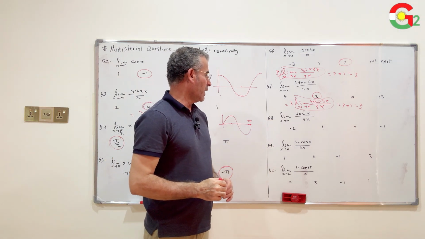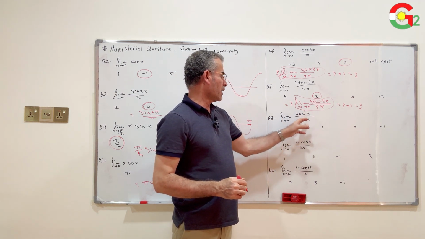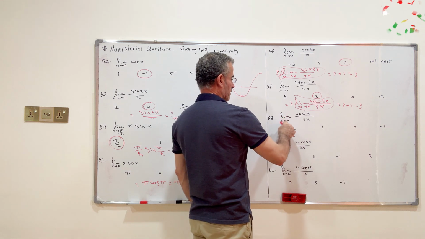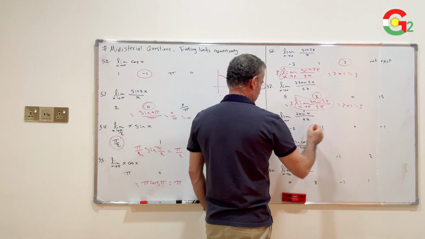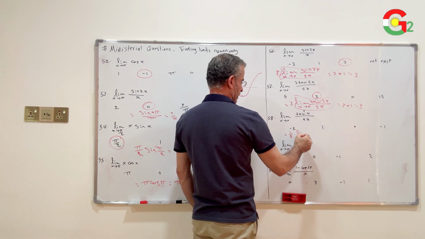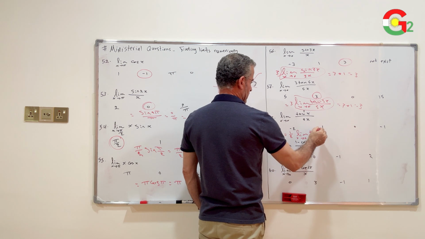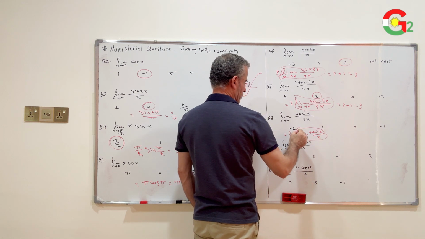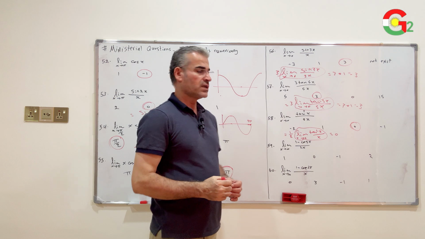Question number 58. Limit as x approaches 0 of tan squared x over 2x. We know that the limit as x approaches 0 of tan squared x over x is 0. Then I can rewrite this limit as 1/2 times the limit, since 2 is constant, of tan squared x over x. This limit is 0. 0 times half is 0. The right choice is C.